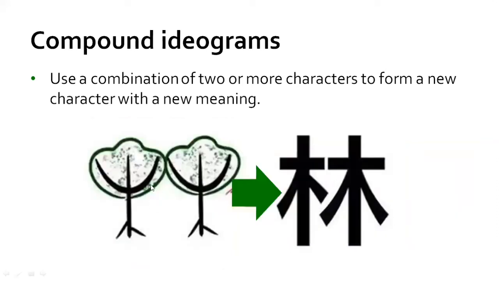And then, it's a very familiar pictograph for you, right? The tree. There are 2 trees. One tree we call tree, and if there are 2 trees, what will it be? 1 tree is a tree, 2 trees will be a forest, right? So it's very interesting, right?